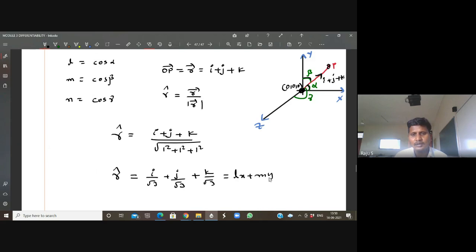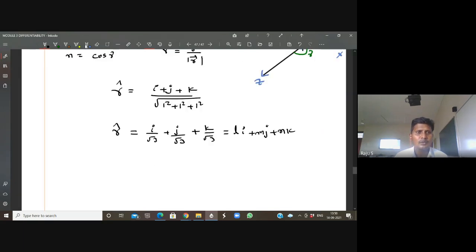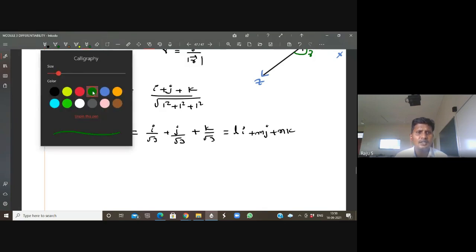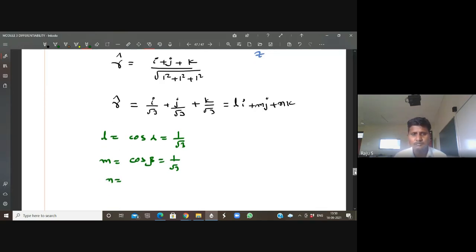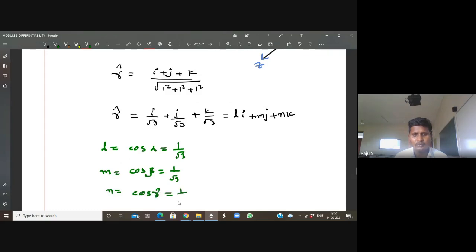Now you compare this with Li plus mj plus nk, the 3 dimensional form. After finding the unit vector, the coefficients of i, j, k represent the direction cosines, as I told you clearly. So L, which is cos alpha, is 1 by root 3. M, which is cos beta, is 1 by root 3. N, which is cos gamma, is 1 by root 3.